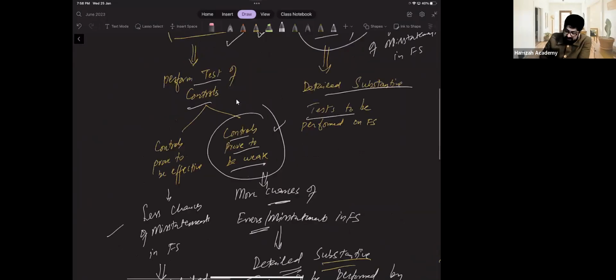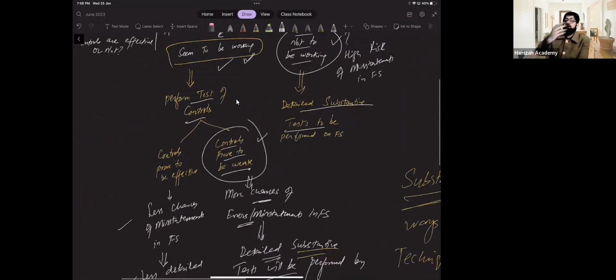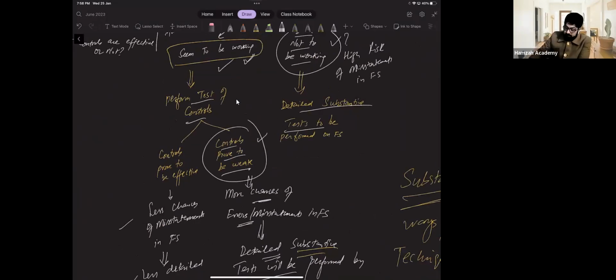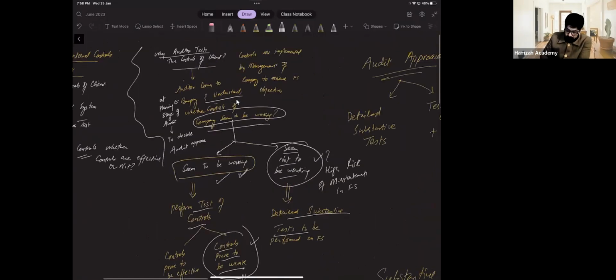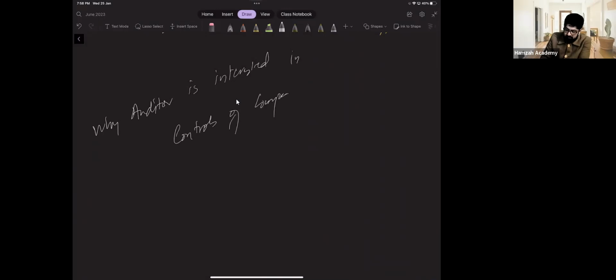So why auditor tests the controls? To decide, yes. First of all, why is the auditor interested in controls? Why is the auditor interested in controls of the company? Two things. Number one, to decide audit approach. Which approach I have to use?